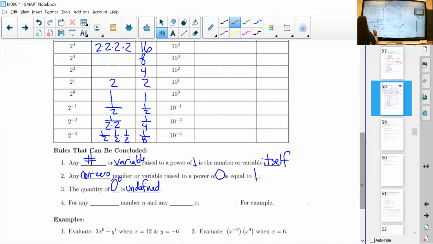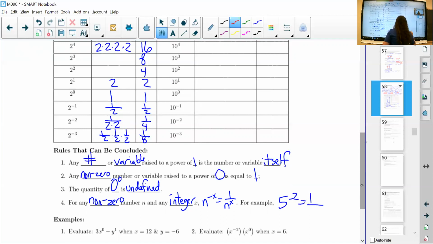And number 4, for any non-zero number, n, and any integer, x. So remember integer, so we don't have a fraction or decimal part. N to the negative x is 1 over n to the x. We can throw this into the denominator at the cost of losing a negative sign. For example, 5 to the negative 2 is 1 over 5 squared, which is 1 over 5 times 5, 1 over 25.